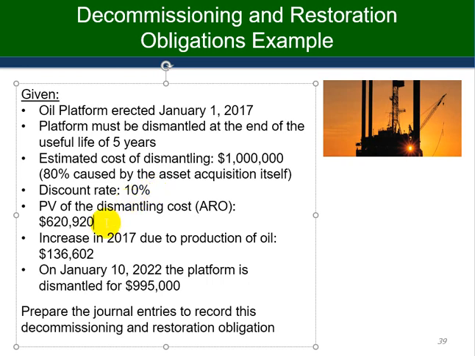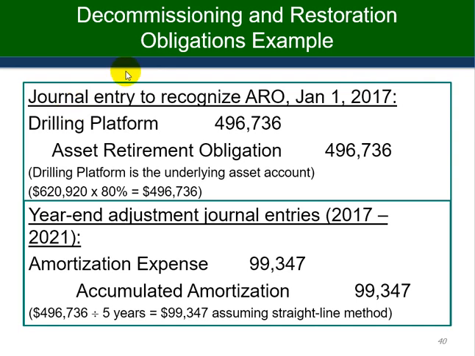So that means the present value of the dismantling cost is $620,920. And in 2017, there's an increase in the ARO based on the production of oil. So we have an additional cost of $136,602. Then January the 10th, 2022, the platform is actually dismantled for a little bit less than $1 million. And so what are the journal entries? What do they look like?